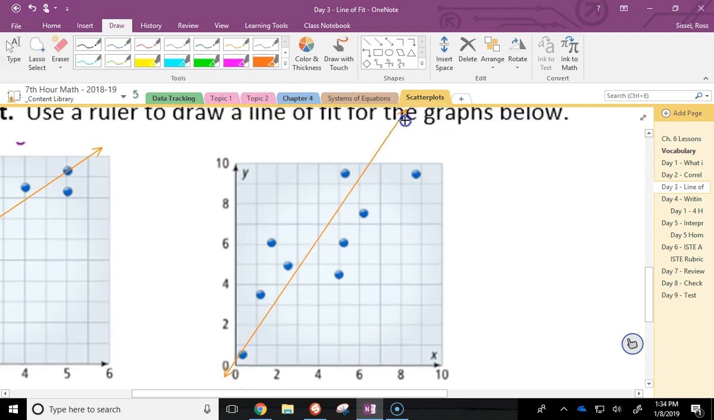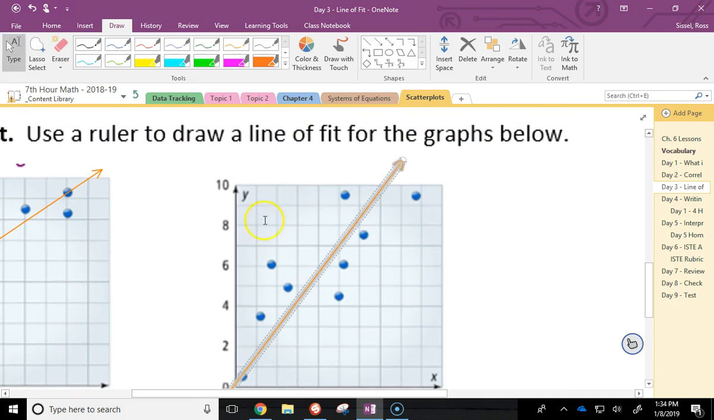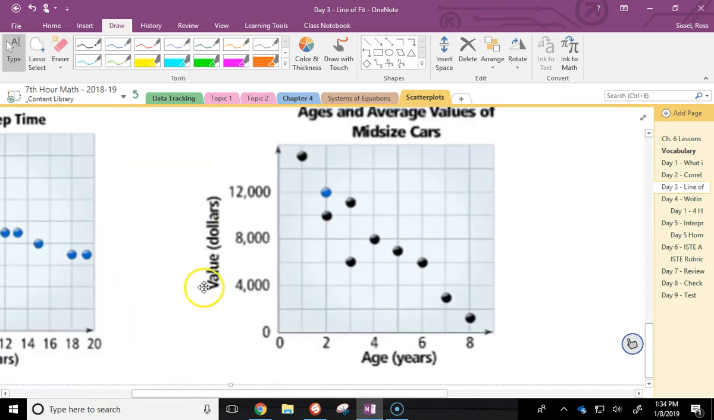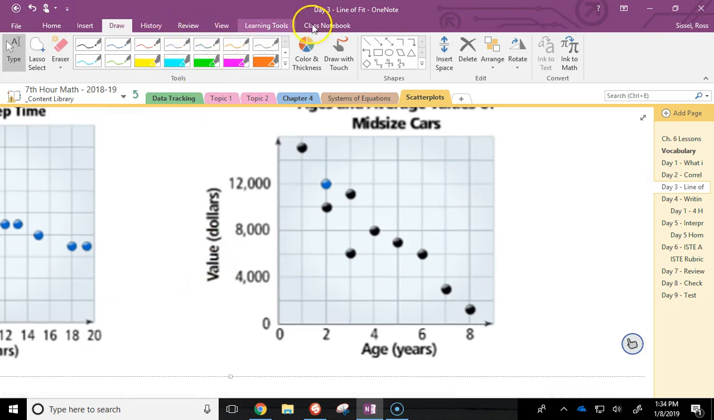Dylan. So, maybe I had it like this. This line didn't even go through any of the points except for the one at the very bottom. This is why our lines might be a little bit different. It's up to our little bit of interpretation. I'm going to do the fourth one, and then I'm going to come back and talk about the last one.